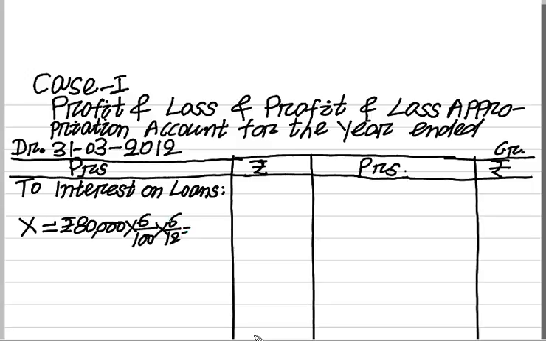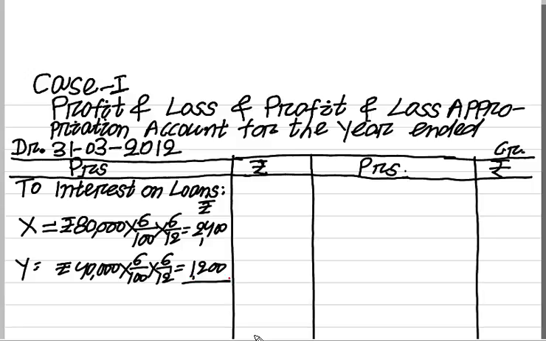because they have advanced on October 1. That is rupees 2400 for X, and that of Y is equal to rupees 40,000 into 6% into 6 months, that is equal to 1200, that is amounting to rupees 3600. Then to balance carried down.